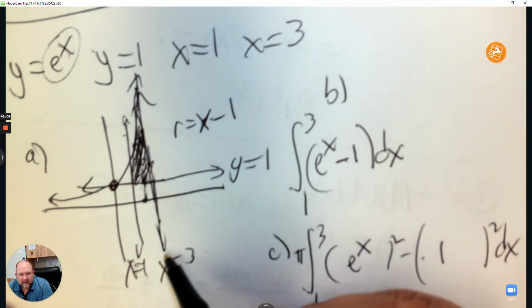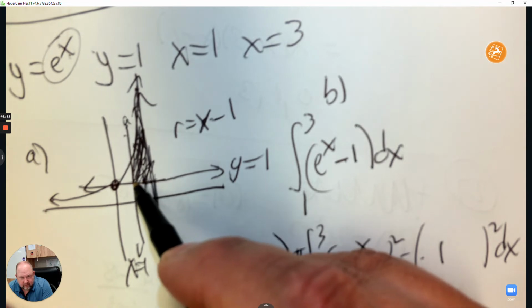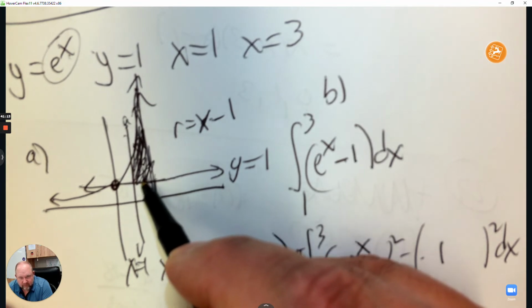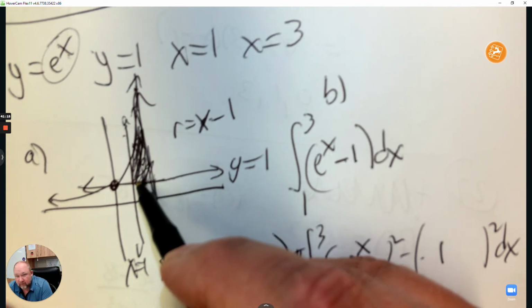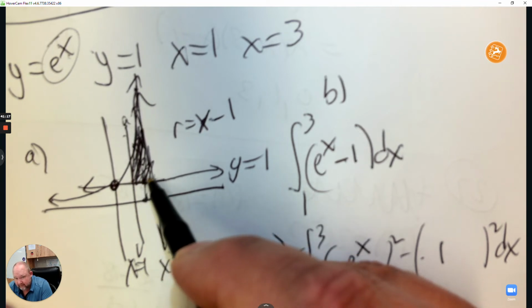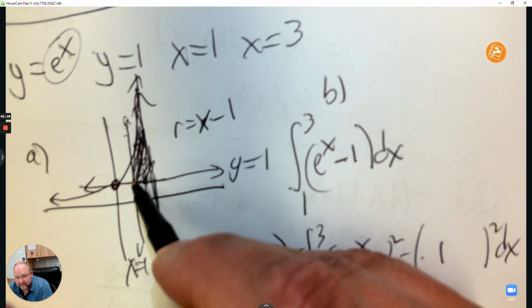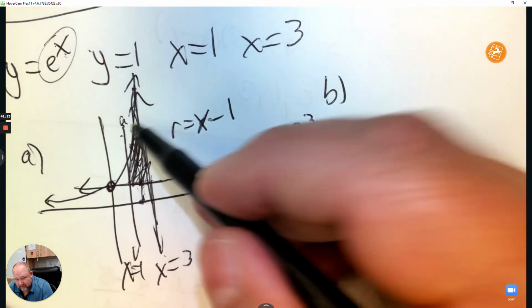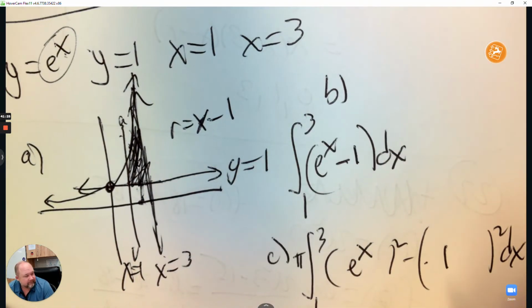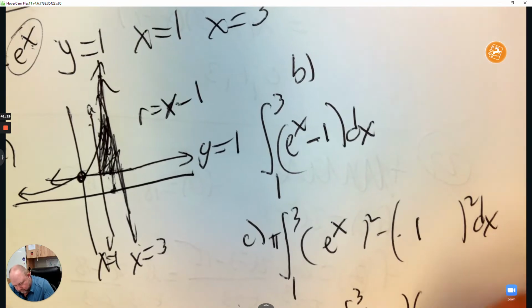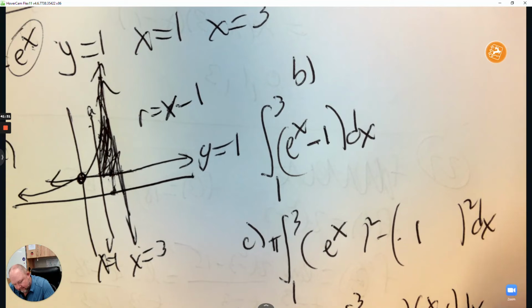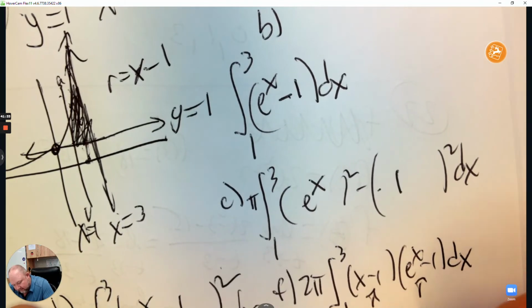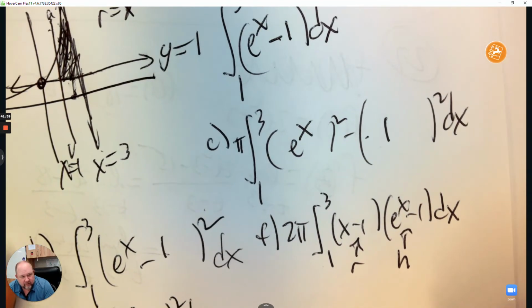So let's say you start at 2. What's the radius here for 2? You have to go 2, take away 1 to get the answer of the radius. So it's right, subtract left. So the x coordinate subtract 1. The height of it is top subtract bottom, which is e to the x, take away 1. And that's it. So that's the radius, and that's the height to do the shell method.